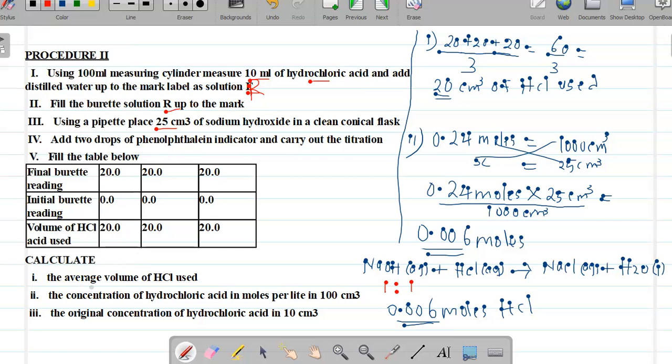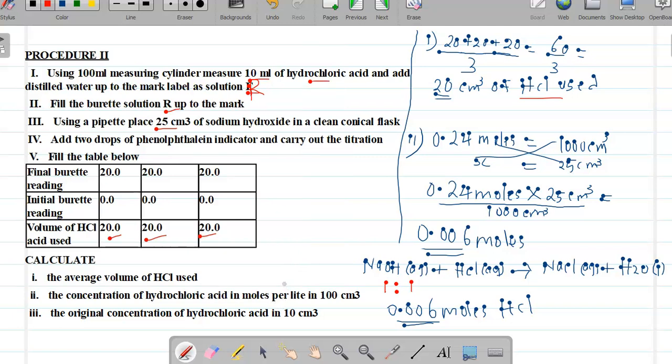So calculate the average volume. Average volume, you add all these 3: 20.0, 20.0, 20.0 divided by 3. When you add them, you get 60 divided by 3, which is 20 centimeter cubic of hydrochloric acid used. So we have Roman 2. Roman 2: calculate the concentration of hydrochloric acid in moles per liter in 100 centimeter cubic. To calculate the molarity of hydrochloric acid used, this is what you do.